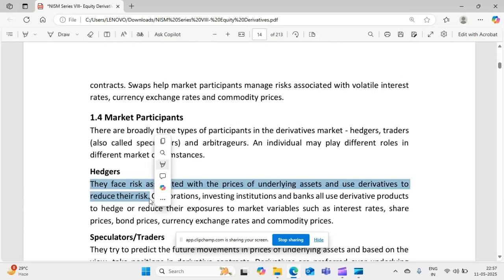So hedgers essentially work on risk mitigation. You can mitigate risk by entering into a derivatives contract. We have corporations, investing institutions, and banks. All of them act as hedgers.